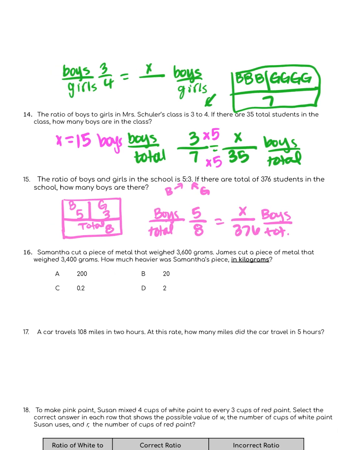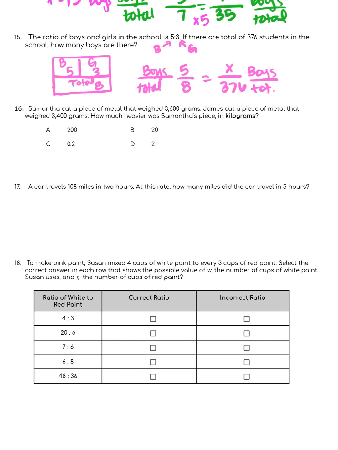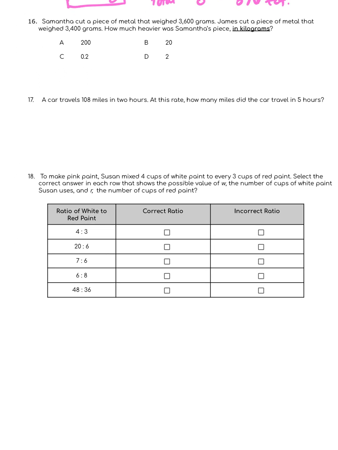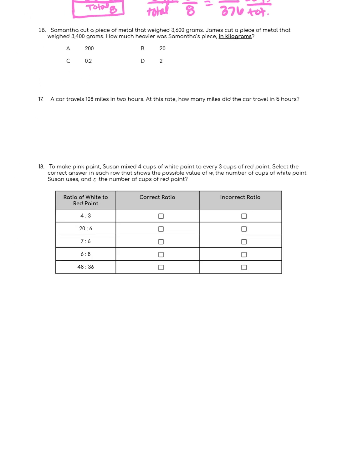I'm going to just do one more problem from here, and that is this last one here. To make paint, Susan mixed 4 cups of white paint to every 3 cups of red paint. Select the correct answer in each row that shows the possible value of W, the number of cups of white paint Susan uses, and R, the number of cups of red paint. So white to red is 4 to 3. Well, obviously 4 to 3 is 4 to 3.